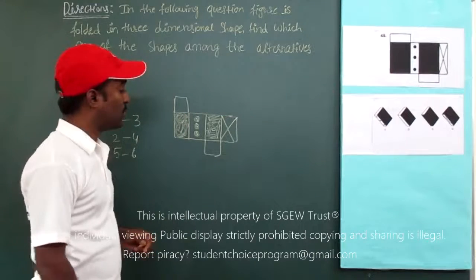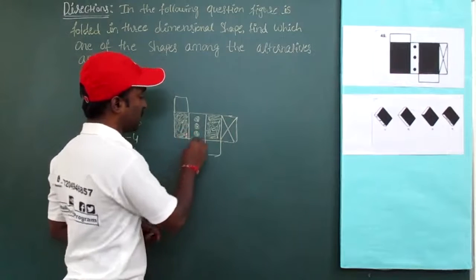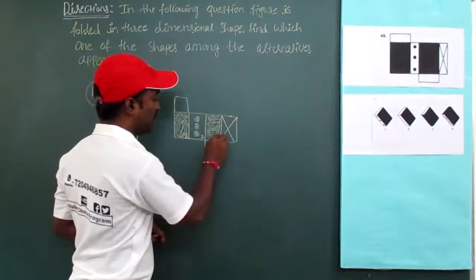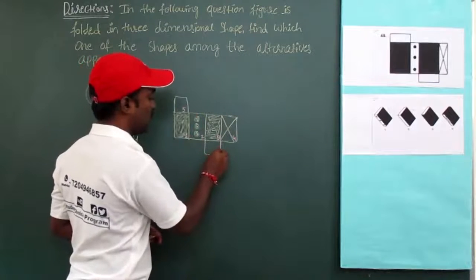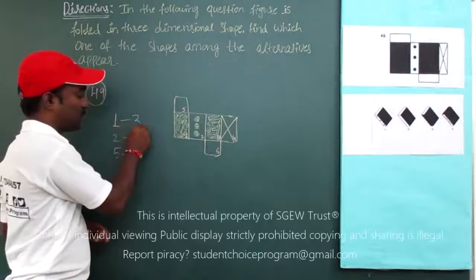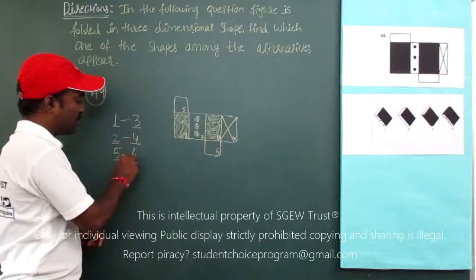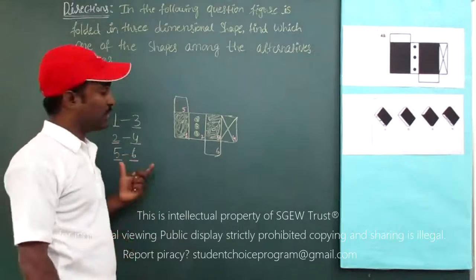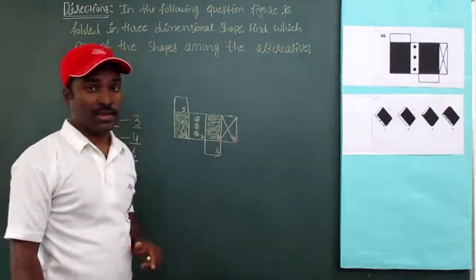Now give number to all the faces. So this will be my first face, second face, third face, fourth face, fifth face, and sixth face. As I said, first face will be opposite to third, second face will be opposite to fourth, fifth face will be opposite to sixth. Using this, I will eliminate some of the options and finally get the correct option.